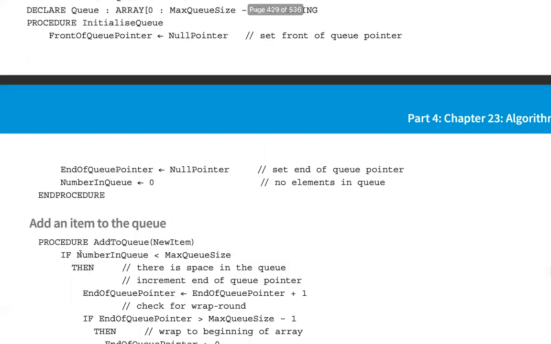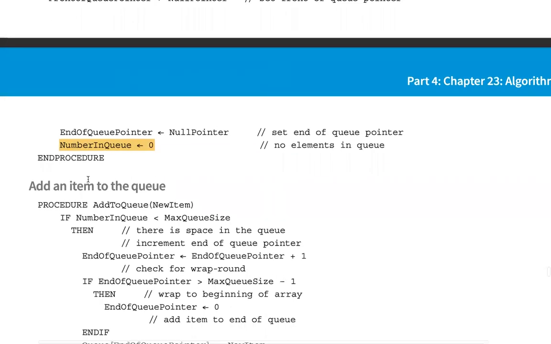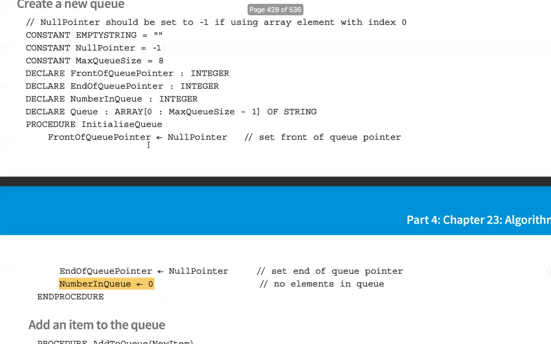So let's proceed towards initializing the queue, in which I will simply assign my front of queue pointer as null, because there is no data in my queue right now, and the end of queue pointer will also be null, because there is no data. And for number in queue, by the way, this variable is used to signify how many elements there are in the queue right now. Since there are no elements in the queue, we'll be discovering why this variable is needed. But since there are currently no elements in the queue, I will simply assign number in queue with 0, as it should be. So that's the end of my initialize queue procedure.